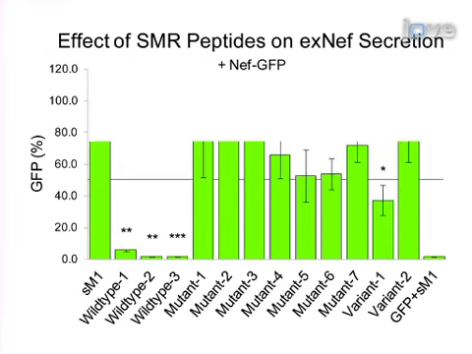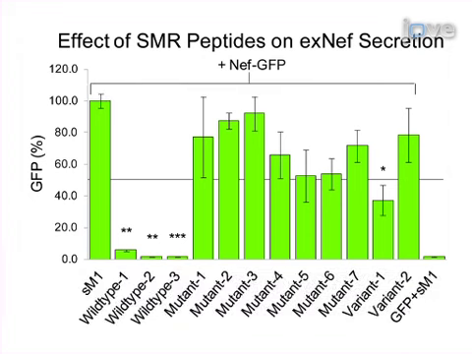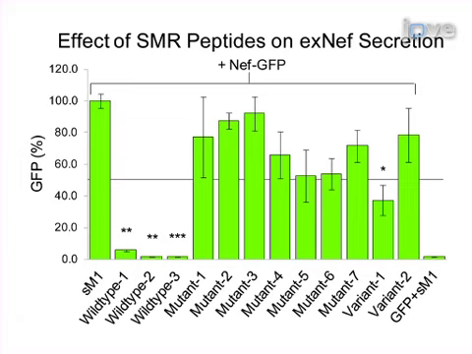To assess competitive inhibition of Nef secretion by SMR wild-type peptides, culture medium from Jurkat T cells co-transfected with a Nef-GFP clone and various SMR peptides was assayed for exosomal Nef secretion. As shown by GFP fluorescence in the medium, peptides containing one or more wild-type Nef SMR sequence motifs inhibited the secretion of exosomal Nef, while alanine replacement of any amino acid within this region greatly reduced the peptide's effectiveness. This suggests that SMR wild-type peptide inhibits exosomal Nef.